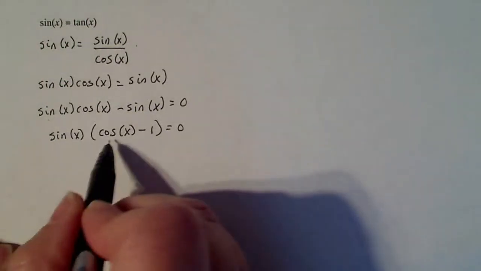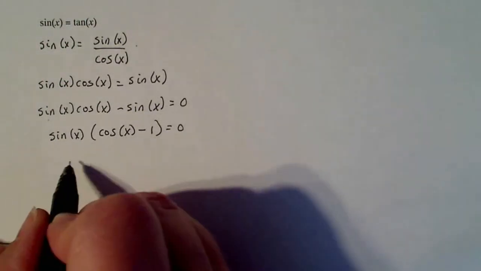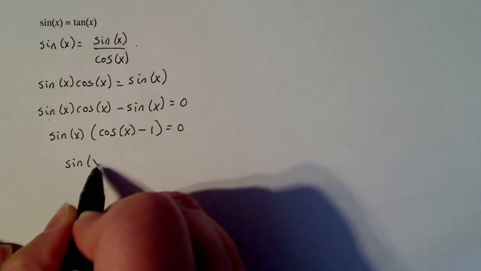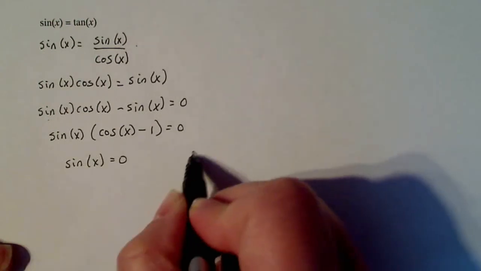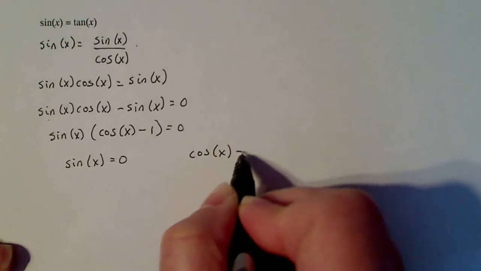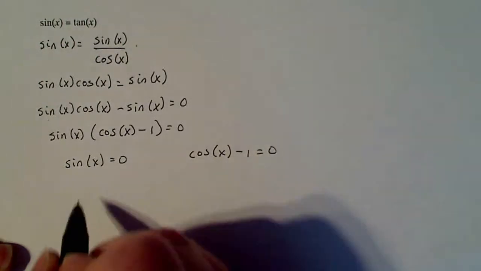If the product of sine x and cosine x minus 1 is equal to 0, that means sine x could possibly be 0, and cosine x minus 1 could possibly be 0.